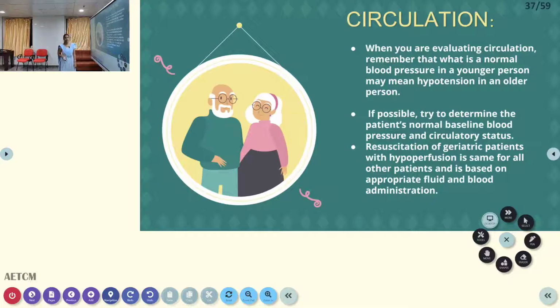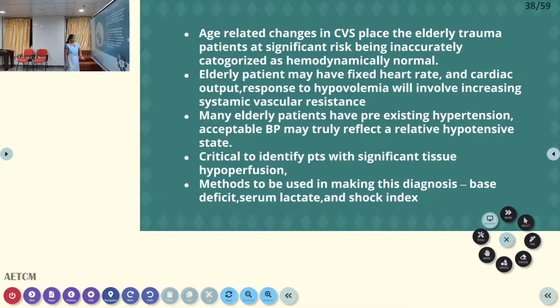So in this circulation, just remember, while evaluating the circulation in geriatric patients, what's a normal blood pressure in a younger person may be hypotension in the older person. So if possible, determine the patient's normal baseline blood pressure and circulatory status. Resuscitation of geriatric patients with hypoperfusion is the same as for other patients, but based on appropriate fluid and the administration of blood, so it's transfusion of blood.